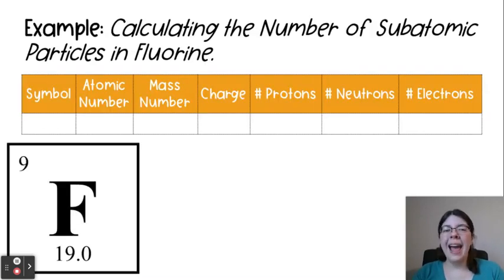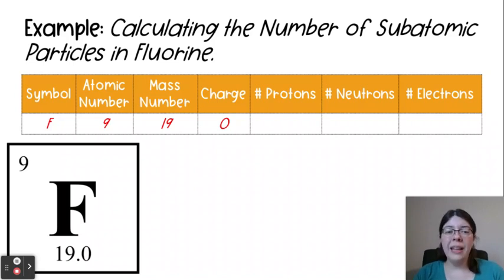Okay, so let's go ahead and actually do an example problem. So we're going to calculate the number of subatomic particles in fluorine by filling out this table. So first, our symbol is going to be that letter in the middle, so that is F. The atomic number is the smaller of the 2 numbers, so that is 9. And then the mass number is going to be the rounded number that is the larger of the 2 options. So 19.0 rounds to just plain old 19. The charge I'm not told about, so I'm going to assume that it is 0.